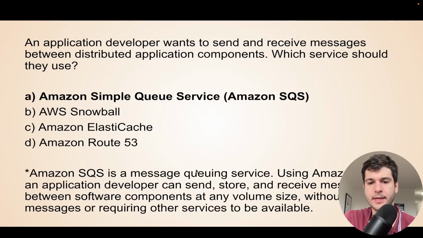Amazon SQS is a message queuing service. Using Amazon SQS, a developer can send, store, and receive messages between software components at any volume size without losing messages or requiring other services to be available.